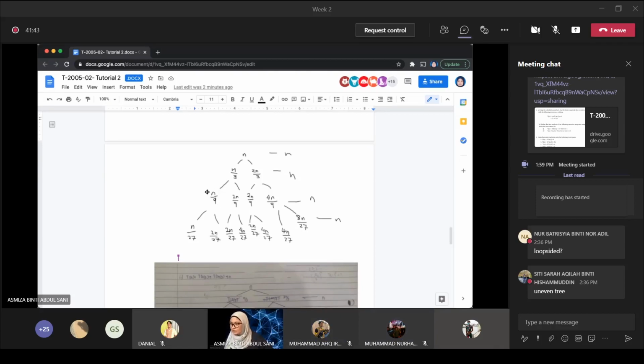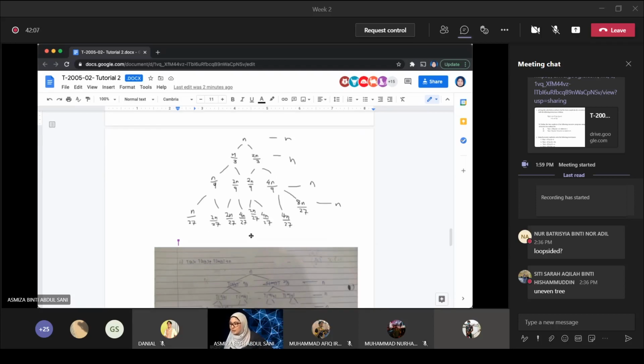Same goes if we continue, we will get n over 27, 2n over 27. And here, we have 2n over 27, 4n over 27. This one will be 2n over 27, 4n over 27. This will be 4n over 27, and this will be 8n over 27. Okay, so the tree should look like this.